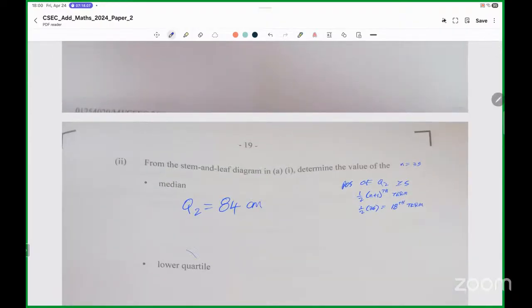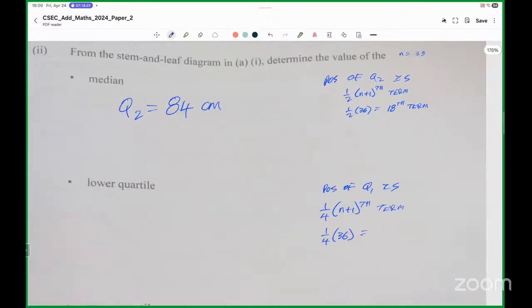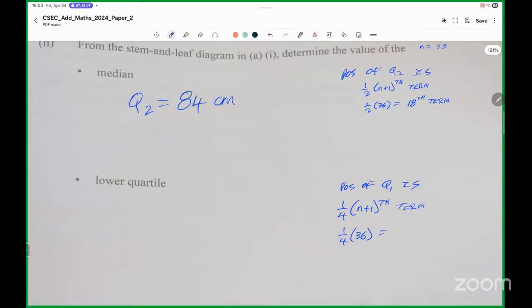That's it. Then we want the lower quartile. That is Q1. So a similar kind of calculation. The position of Q1 is 1/4 of the n plus 1 term. So it's 1/4 of 36, which is what? The 9th term? Something seems wrong with that. But oh yeah, it's right. I have 17 values in the bottom half. So the 9th term. It's right.